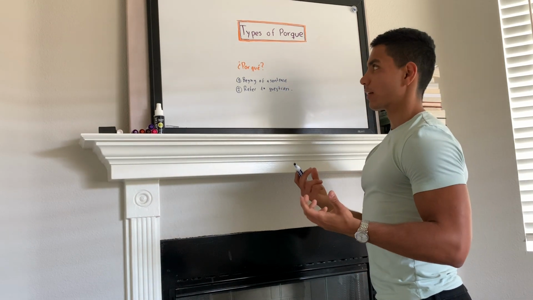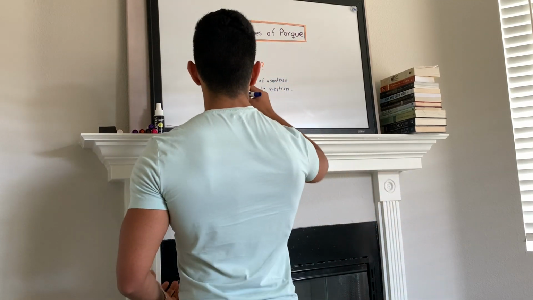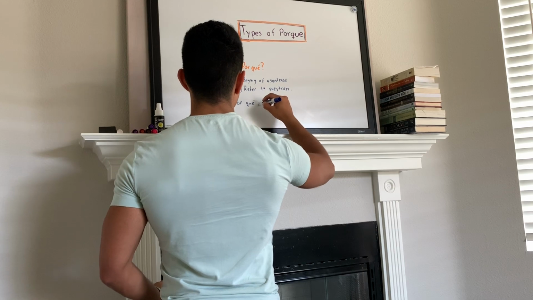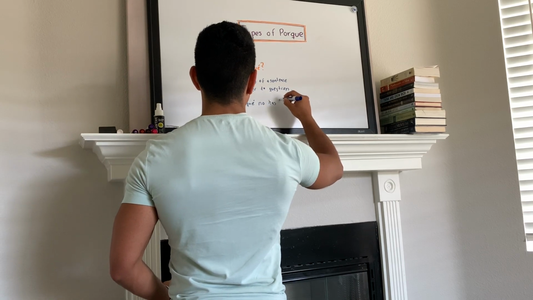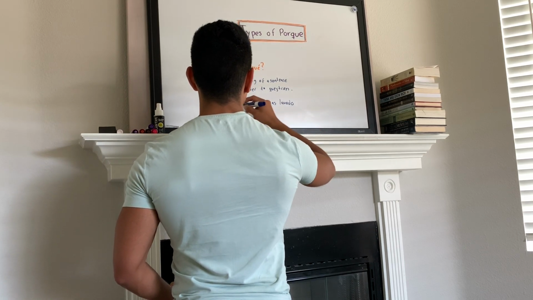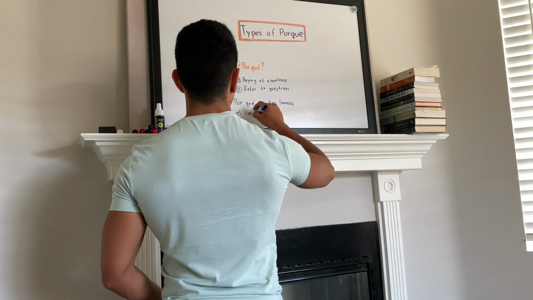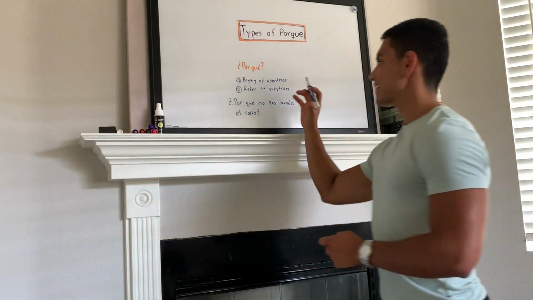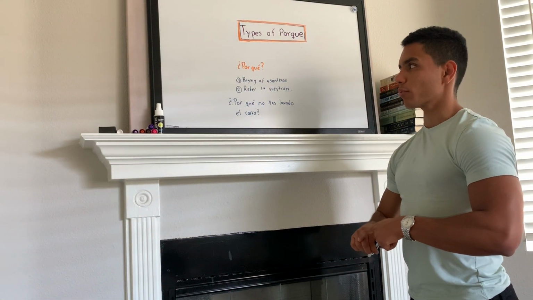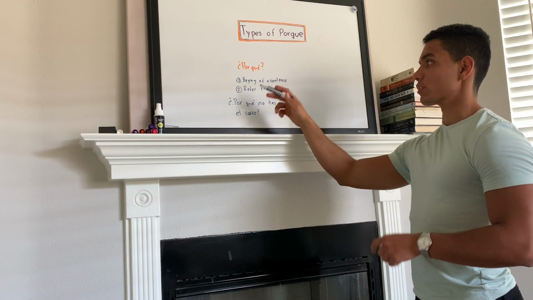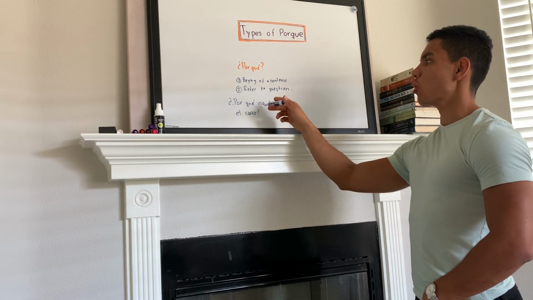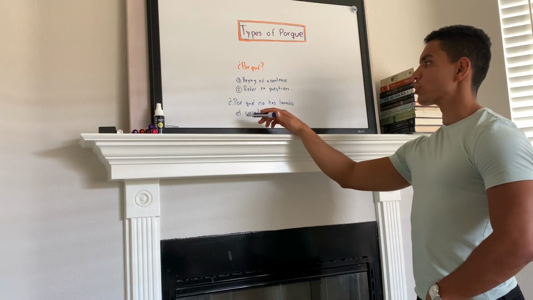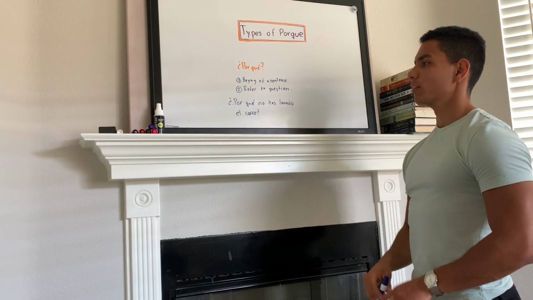The first example that I'm gonna say is: ¿Por qué no has lavado el carro? Why haven't you washed the car? One more time, the por qué, beginning of a sentence. ¿Por qué no has lavado el carro?